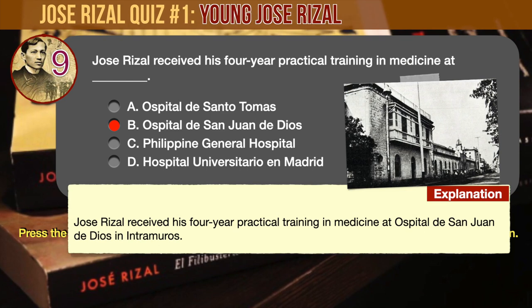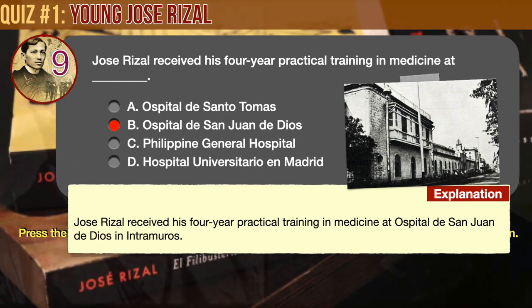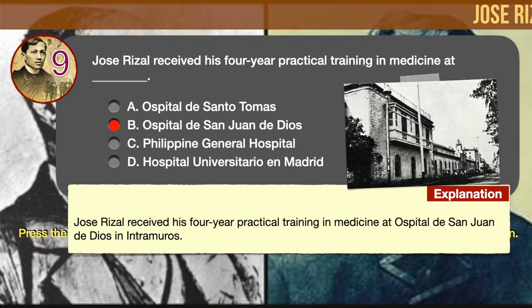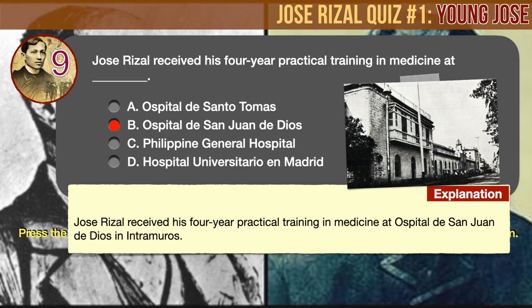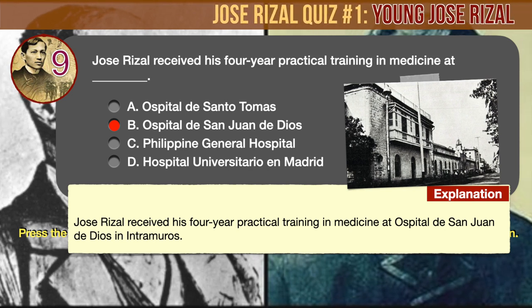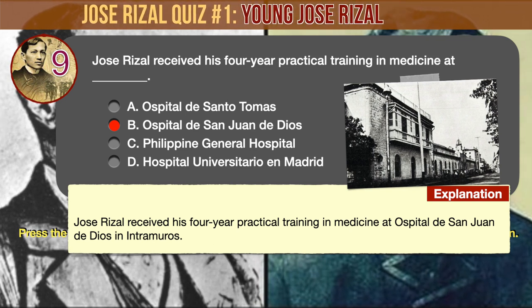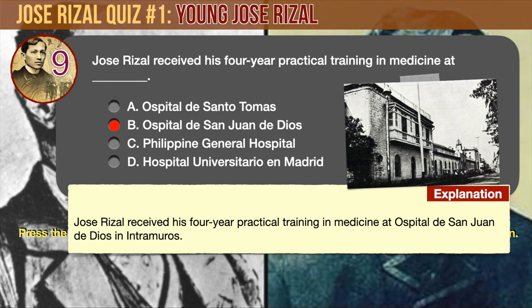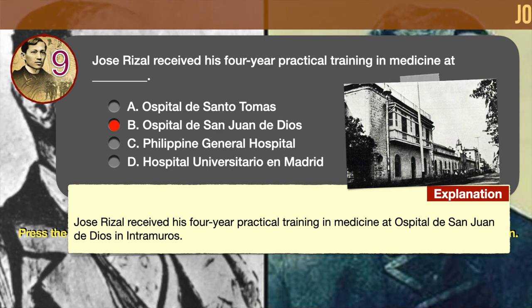Upon learning that his mother was going blind, Jose Rizal decided to switch from studying law to medicine at the Medical School of Santo Tomas, specializing later in ophthalmology. He received his 4-year practical training in medicine at Hospital de San Juan de Dios in Intramuros. Hospital de San Juan de Dios is the oldest hospital in the Philippines, started as a medical dispensary opened by Fray Juan Clemente, a Franciscan lay brother, in 1577.